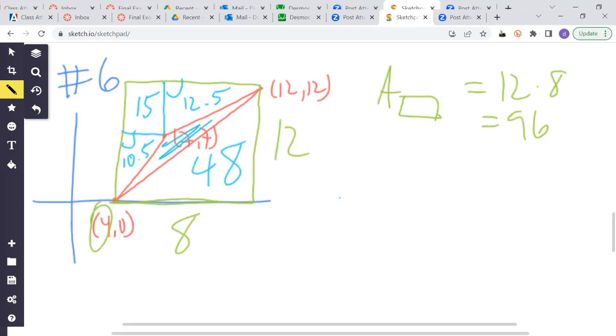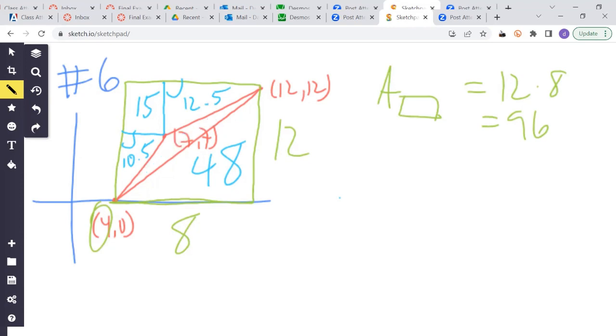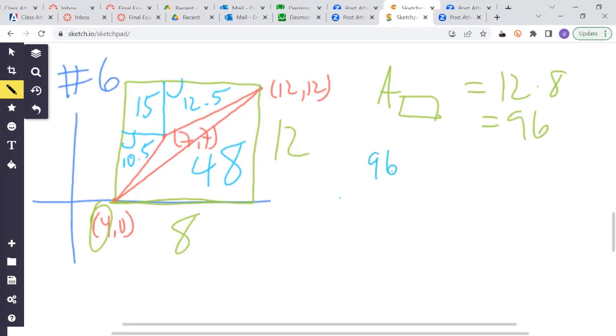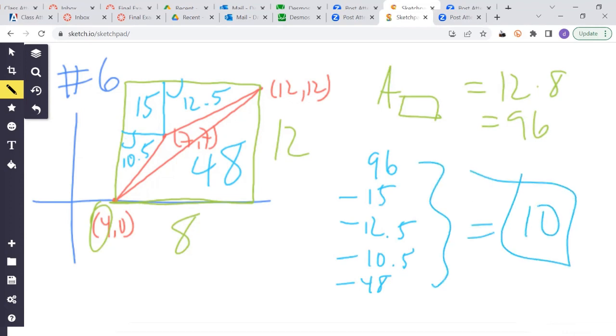And so the red triangle in the middle, you find it almost by accident, by going the whole thing, 96, minus 15, minus 12.5, minus 10.5, minus 48, and that should equal 10 square units for the red triangle in the middle.